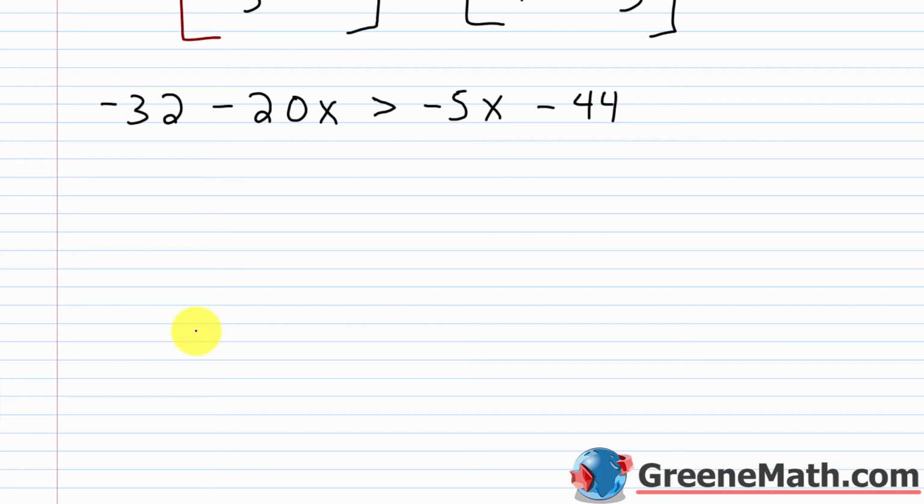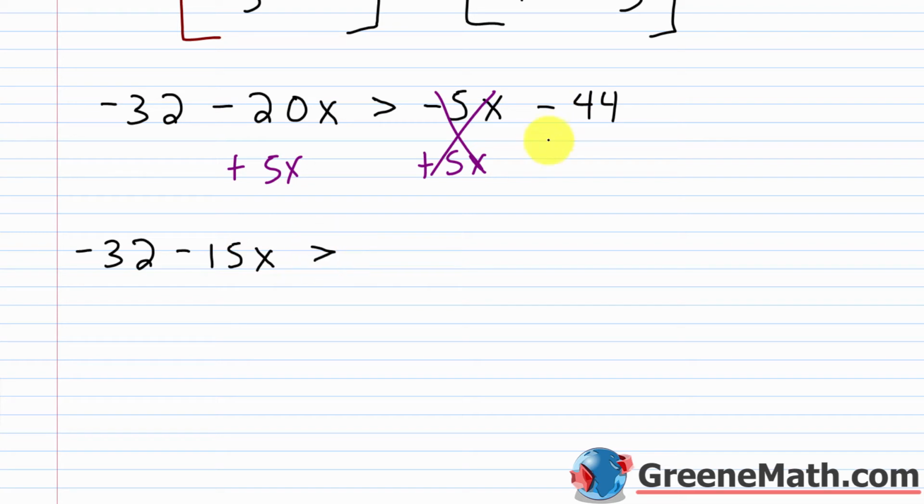All right, so I want to get my variable term on one side of the inequality and a number on the other. So I'm going to add 5x to both sides of the inequality. That's going to go away. And on the left side, I'm going to have negative 32. Negative 20x plus 5x is minus 15x. This is greater than negative 44. So then the next step is to add 32 to both sides of the inequality.